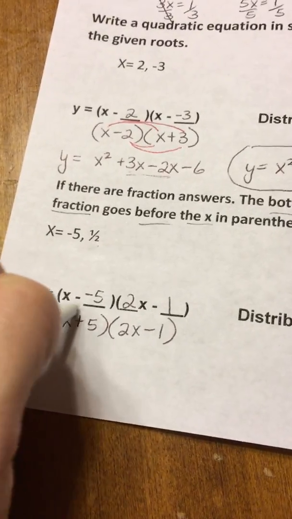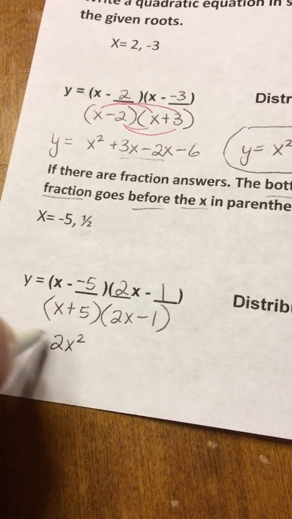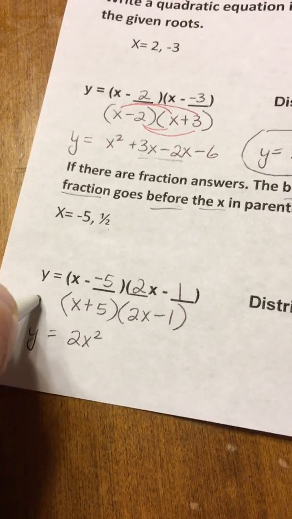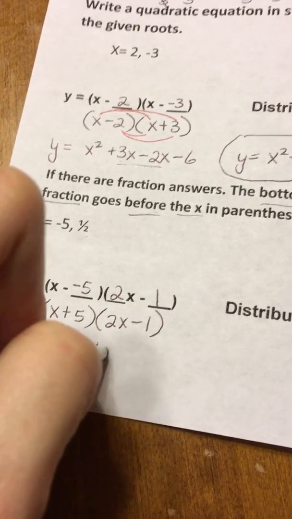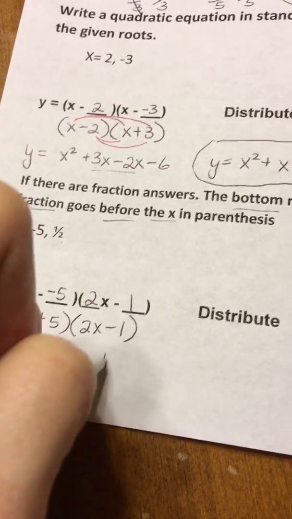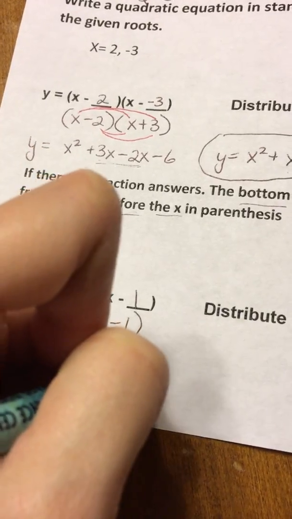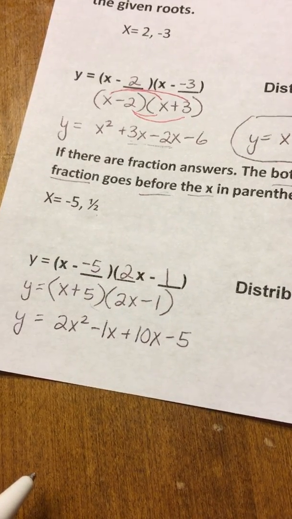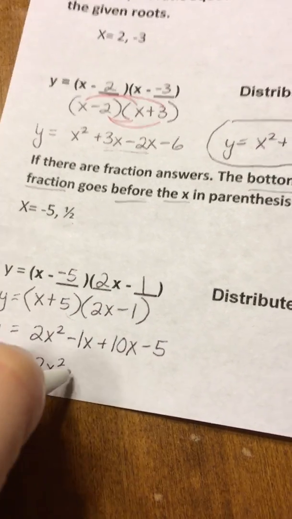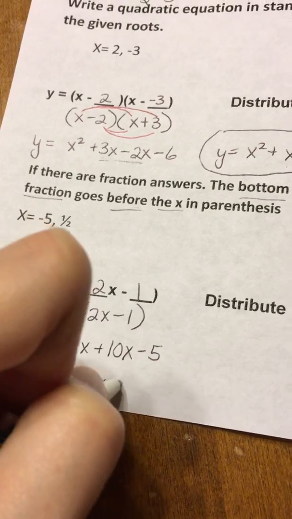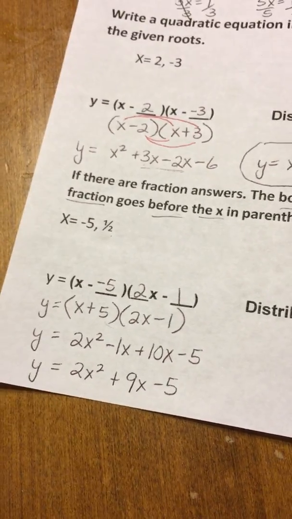Distribute everything. X times 2x would be 2x squared. And this y comes down, it's y equals. So it's 2x squared minus 1x plus 10x minus 5. And you can combine these, so you'd get 2x squared plus 9x minus 5. And there's your answer for that one.